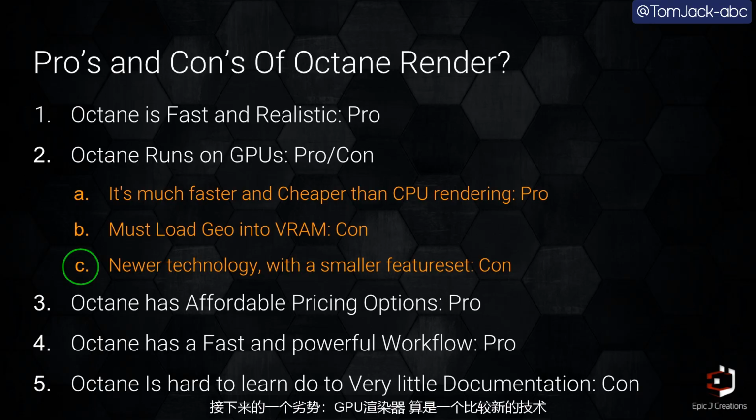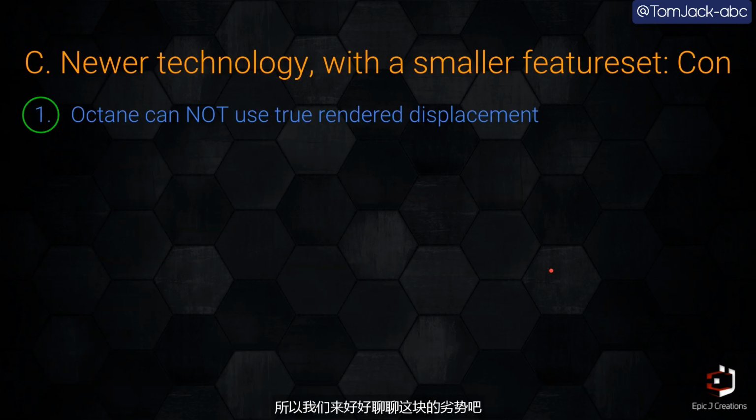Next up, Octane render and GPU rendering in general is a newer technology with a smaller feature set. Now again, this feature set's deficiencies are depleting day by day. They're constantly improving it and adding new features, making it almost completely equal to CPU rendering, and we definitely will be there someday. We're not quite there yet, but we're definitely making some good ground. So let's go ahead and talk about some of these cons or feature set issues.